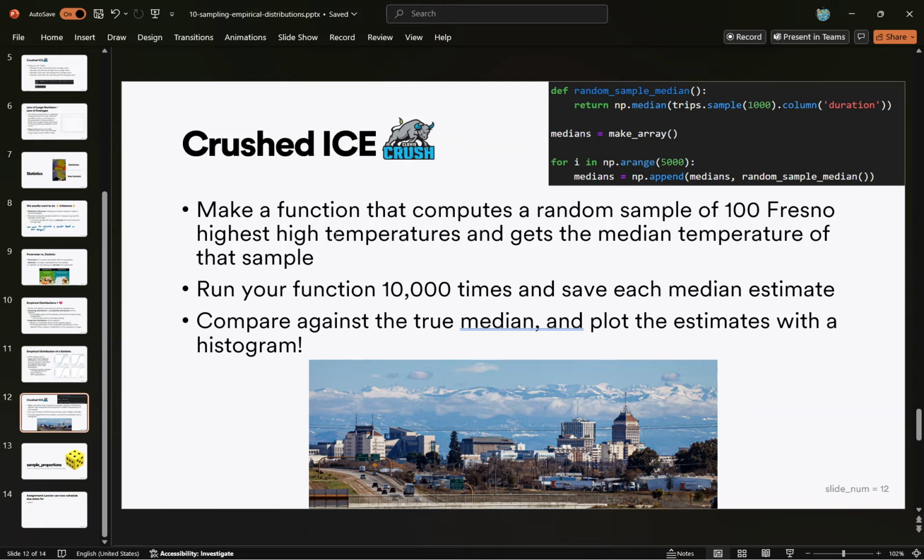If you finish early, I'll give you another 2 minutes or so. Try the average. Do the same thing with the average. See how it compares. I think you'll notice a pattern.